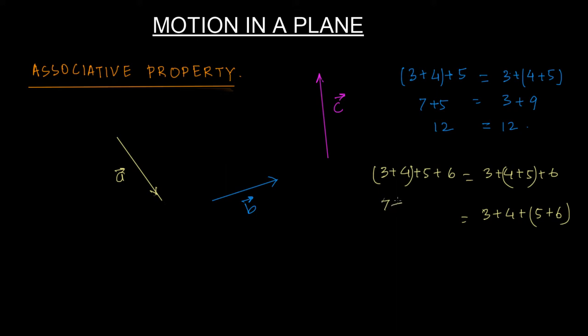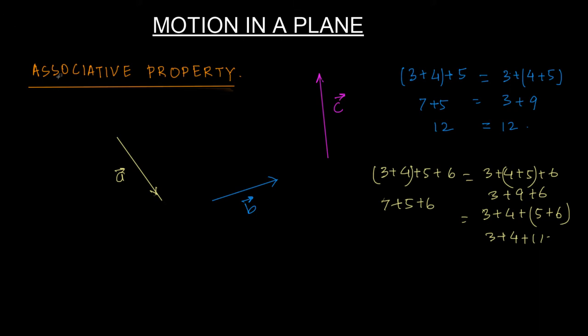So this is 7 plus 5 plus 6, and this is 3 plus 9 plus 6, and this is 3 plus 4 plus 11. They are all the same. Again you are free to choose whichever two, but you always get the same result. Right? This, in a nutshell, is the addition of the real numbers.